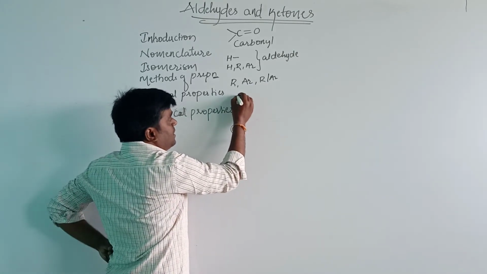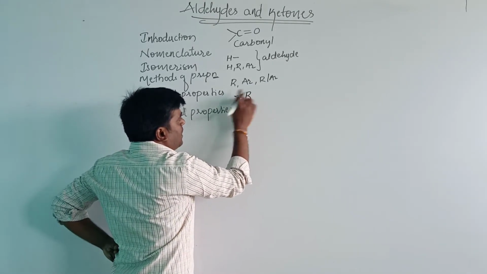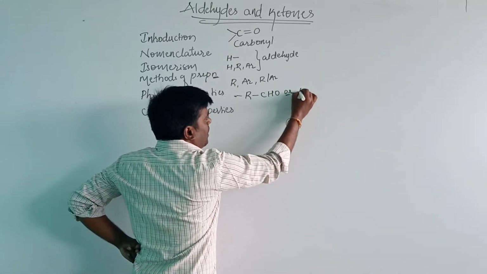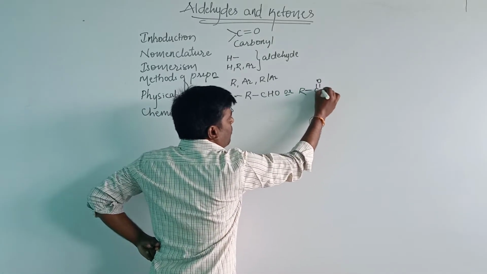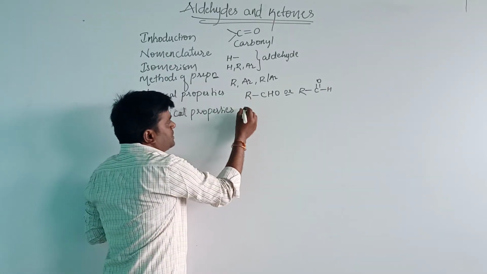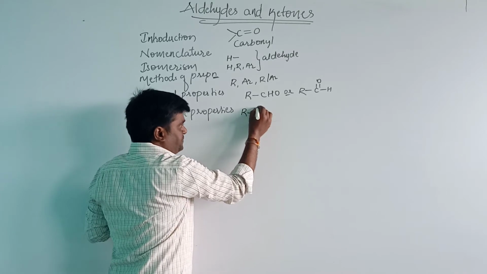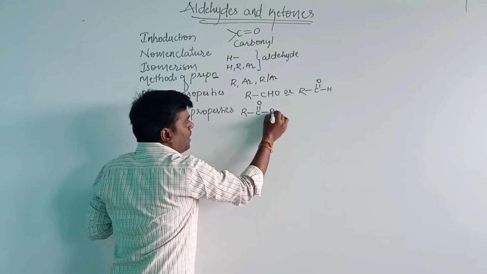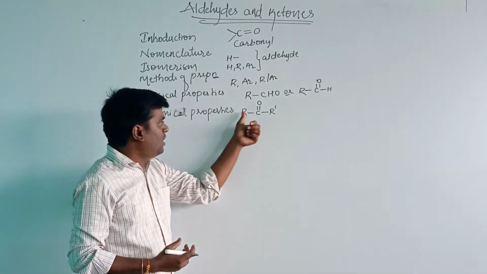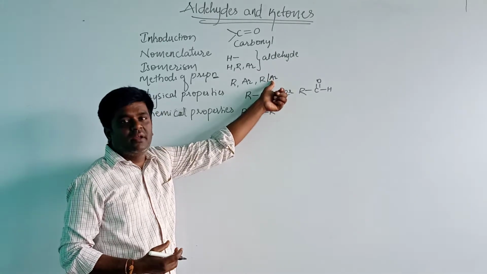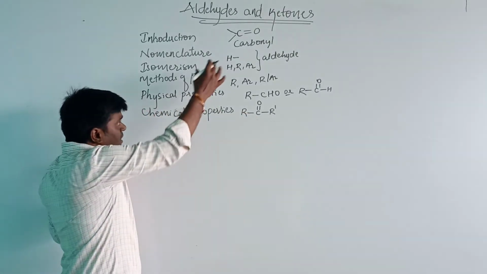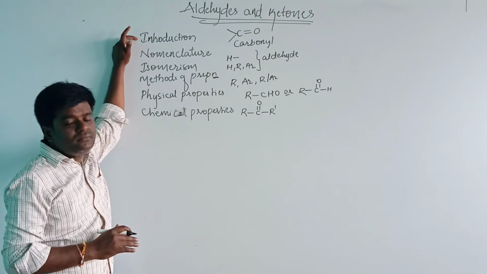Aldehydes are generally represented as RCHO. It can be written as R-C double bond O-H. This is the general representation of an aldehyde, and the general representation of a ketone is R-C double bond O-R dash. In the place of R, we can write Ar, that is aryl group or aromatic compounds. R is an alkyl group, that is aliphatic compounds. This is a general introduction of an aldehyde.